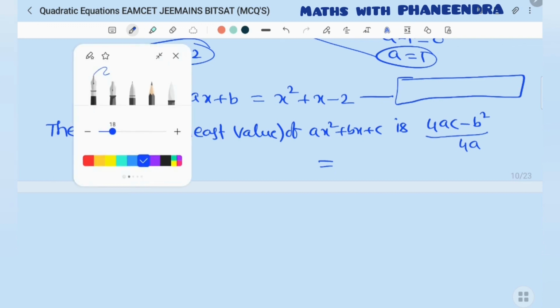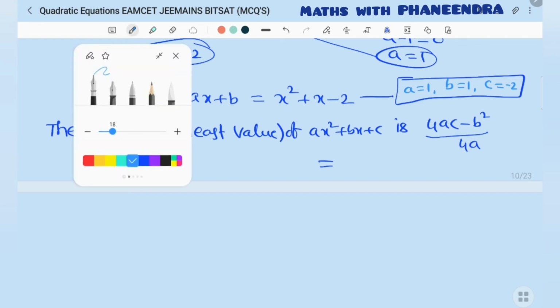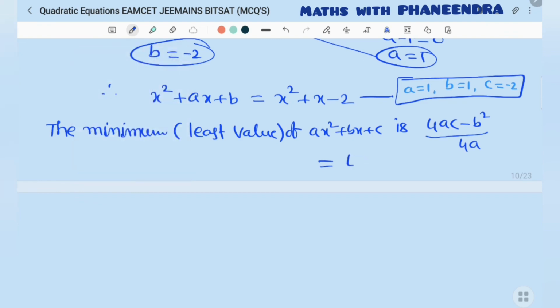Especially I am writing, you remember that a is equal to 1, b is equal to 1, c is equal to minus 2. Don't confuse these with the quadratic expression ax square plus bx plus c values. Now substitute these values in this: 4 into a value 1, into c value minus 2, minus b square means 1 square, by 4 into 1. So 4 into minus 2 is minus 8, minus 1, by 4, that is equal to minus 9 by 4.